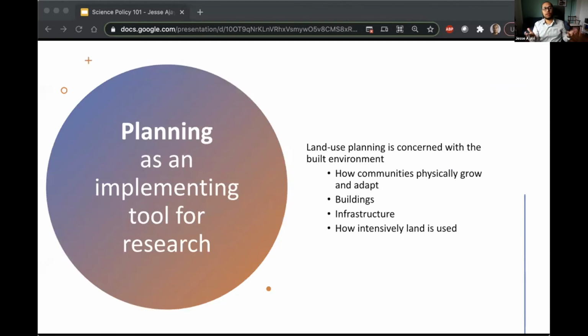So we'll be talking about planning as an implementing tool for research. I should explain for a moment what I mean by planning. Planning is broad. What I'm specifically talking about is land use planning, which is concerned with the built environment. So that's looking at how communities physically grow and adapt. So that means we're talking about what buildings get built and what infrastructure is built to provide and service and allow for amenities for those land uses, and then how intensively land is used. So we're really looking at what gets built and what infrastructure is serving that development.